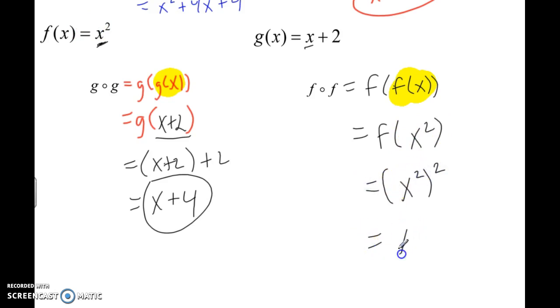And this simplifies to be x to the power, where the exponent multiplies. So this would be x to the 4. So you plug in x, you usually are going to have an output of x as well. And that is your lesson.